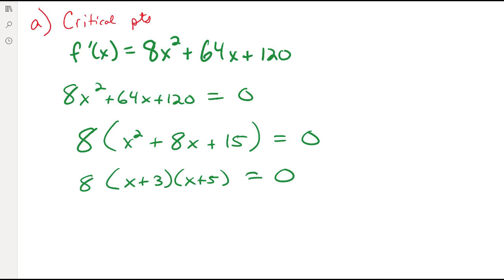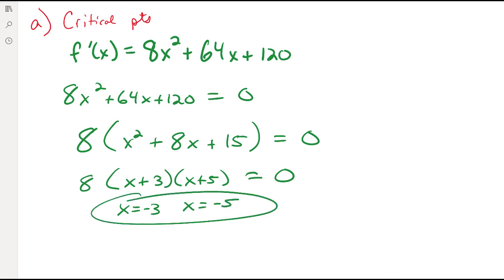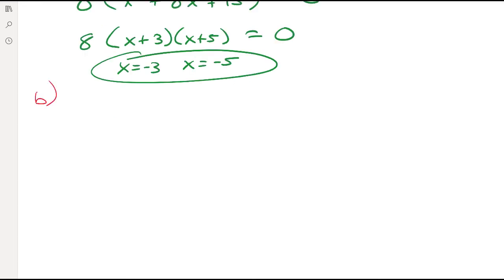And then we're going to get two solutions here: x equals -3 and x equals -5, and those are our critical points. Those are the values of x which make our derivative become 0. Okay, let's say part B is that we're asked to figure out for what intervals our function is increasing and where the function is decreasing.